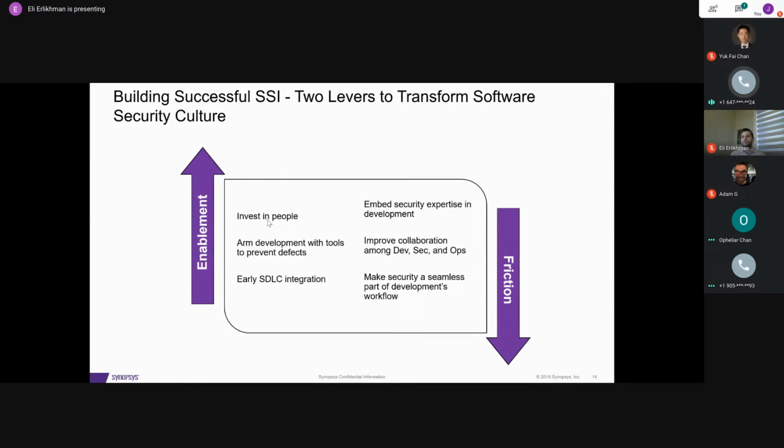You have to do the same thing with security. You cannot scale your central team. You need to make development teams smarter, and you need to embed security expertise into the development teams. Improving collaboration between all the various stakeholders, and make the software security seamless. It has to work within DevOps processes, not within information security processes.